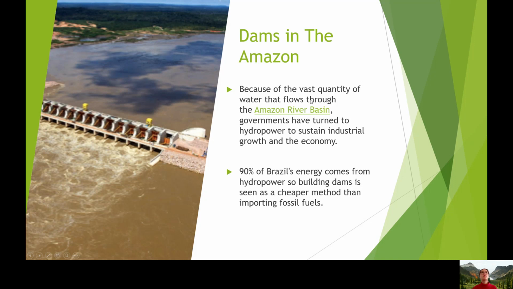Let's look at dams in the Amazon rainforest. Because of the vast quantity of water that flows through the Amazon basin, governments have turned to hydropower to sustain industrial growth and the economy. 90% of Brazil's energy comes from hydropower, so building dams is seen as a cheaper method than importing fossil fuels. Hydroelectric power is a way of creating electricity by harnessing the energy in water when it flows down from a reservoir down this waterfall here, creating a lot of energy. And it is an example of green energy because it doesn't produce carbon dioxide.